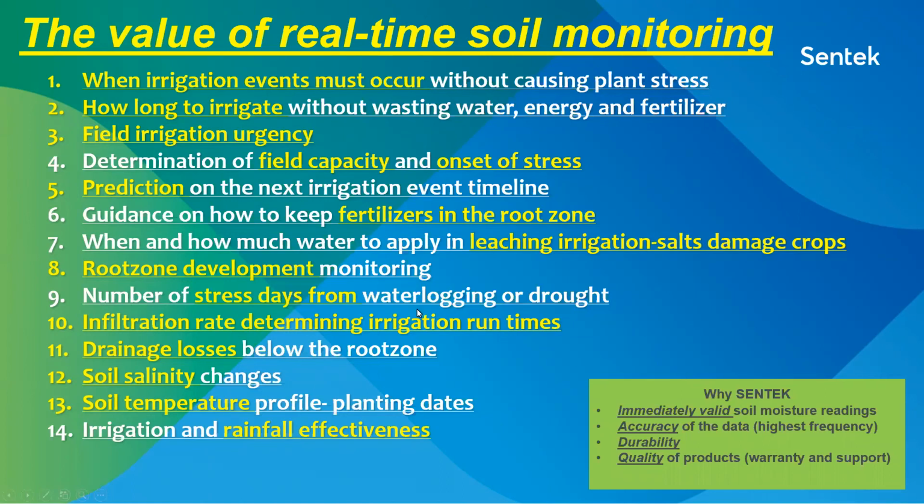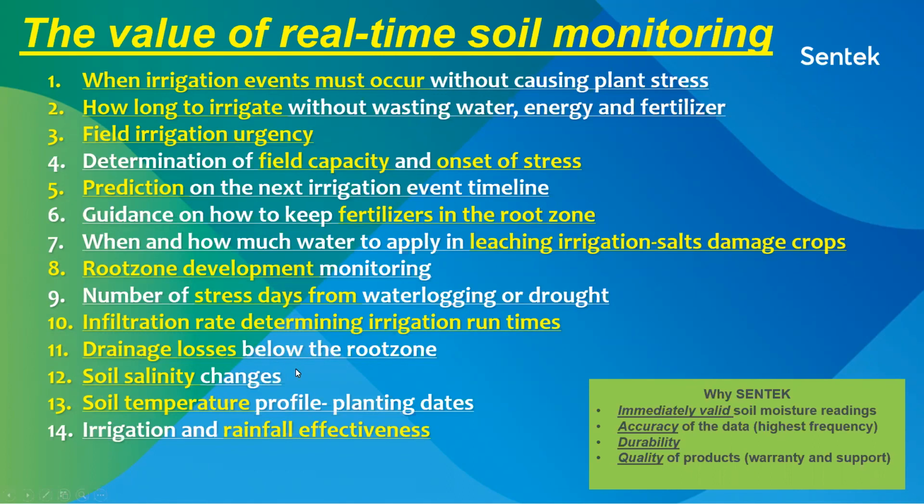Infiltration rates determine your irrigation run times, right? The infiltration rate, which is hydraulic conductivity, basically guides how long you should have your irrigation on. If you're growing vegetables, for example, maybe a short run time is adequate. If you're growing grapes for wine or walnuts, those run times can be much longer, up to 48 hours, for example.